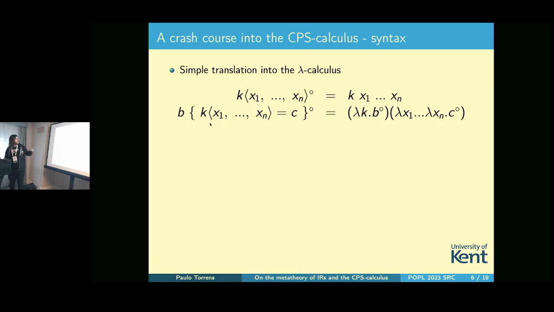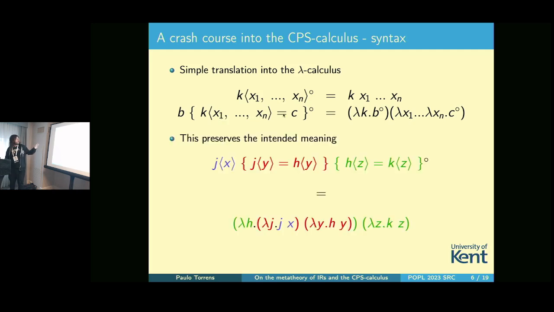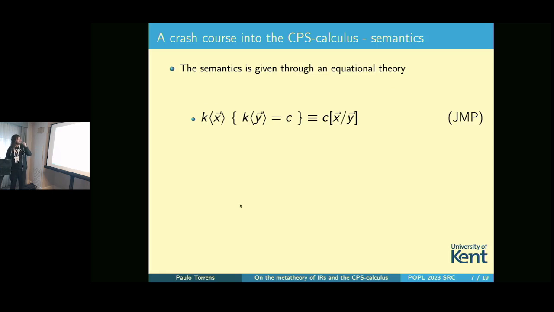For example, on a binding, K is bound in B, while X1 to Xn are bound in C. So for example, if we have this CPS term, this example we are going to use throughout the presentation, it's actually equivalent to this lambda term. So we are just binding these continuations inside terms, and we are doing some continuation applications in there.